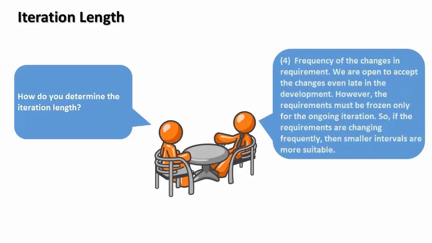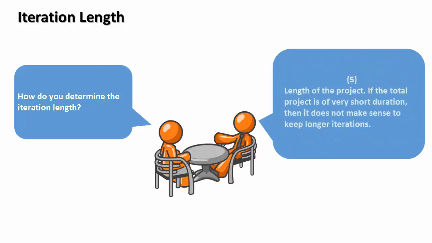Fourth, frequency of the changes in the requirement. We are open to accept the changes even late in the development. However, the requirements must be frozen only for the ongoing iteration. So if the requirements are changing frequently, then smaller intervals are more suitable. Fifth, length of the project. If the total project is of very short duration, then it does not make sense to keep longer iterations.